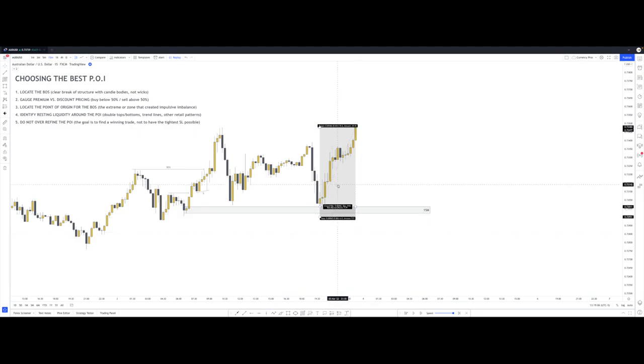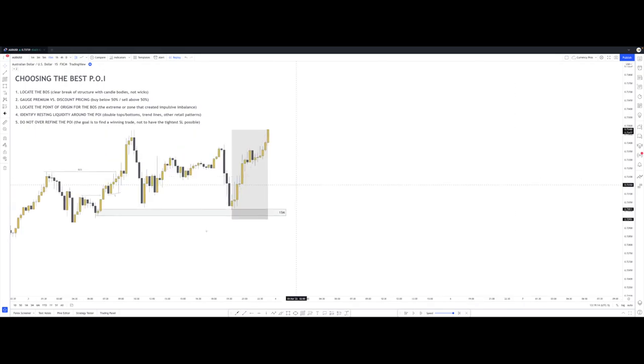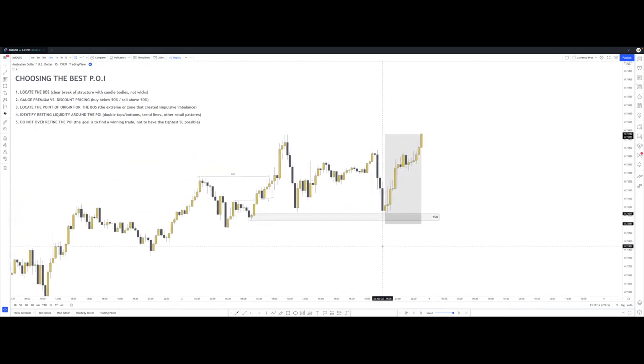So as you can see, that's a beautiful textbook trade based on this 15-minute point of interest. And this point of interest was located using these exact steps. So if you're struggling to find the best point of interest, please rewatch this example and utilize these 5 steps in your own trading. Apply these to your charts and you'll see a huge difference with your win rate and overall clarity in the market. So let's move on to the next example.